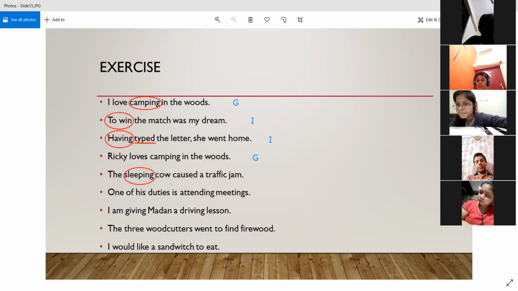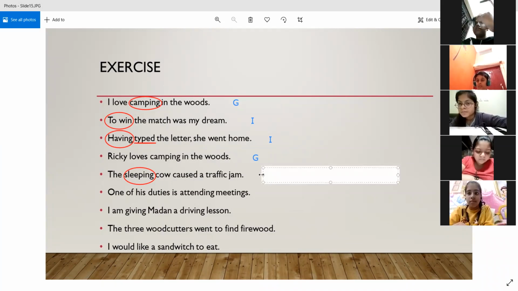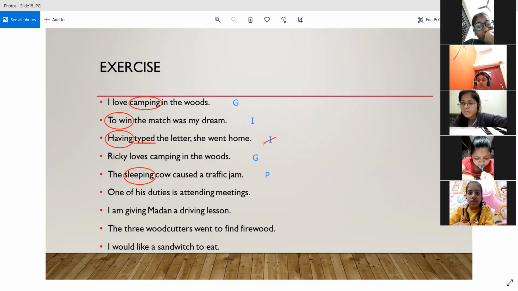So over here it is the sleeping cow, and we know that when this ing form is playing the role of an adjective, then it is definitely a participle, right? Okay, I have written infinitive over here by mistake. Let me cut it off. This is not an infinitive, but a participle. Okay, so last four sentences. After that, we are ending the class now.